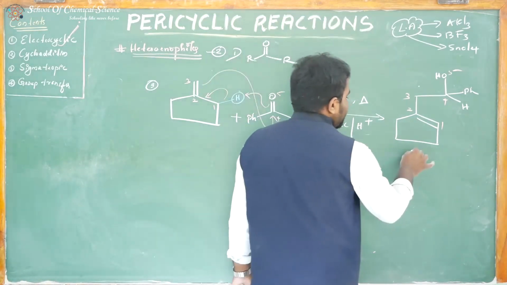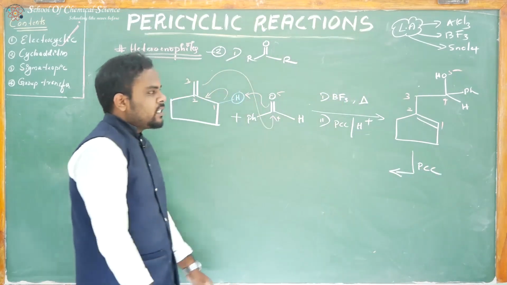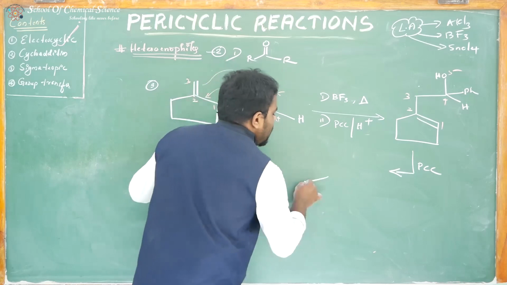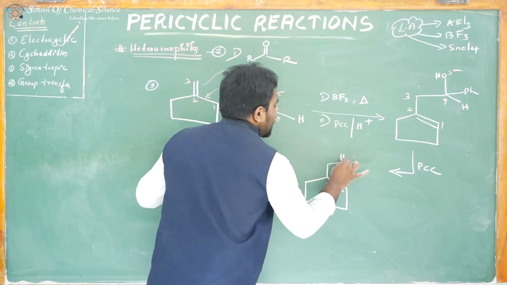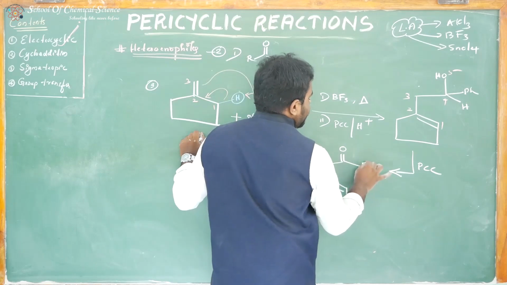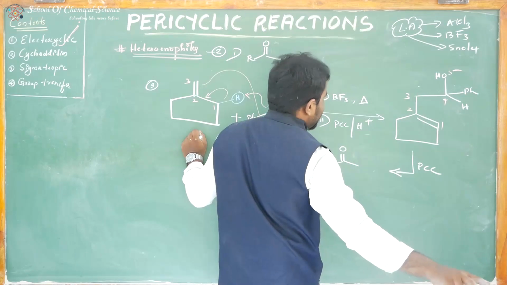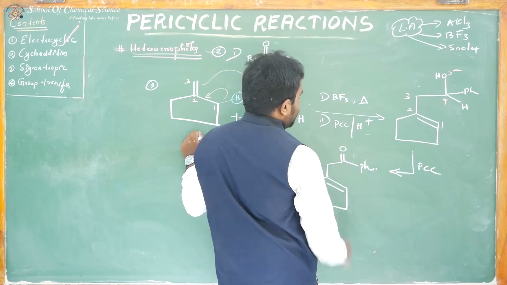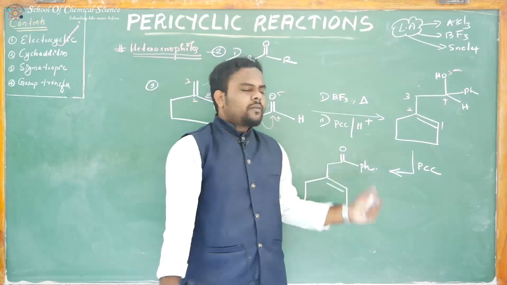Then the next step, PCC. Pyridinium chlorochromate. It's an oxidizing agent. Alcohol is oxidized to carbonyl compound. C double bond O H, C double bond O Ph. That alcohol is converted into carbonyl compound.